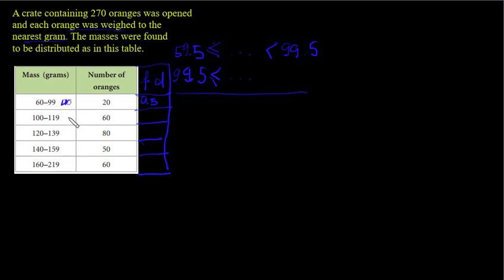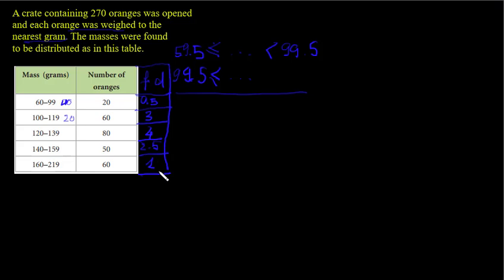In here, the class width is 20. So the frequency density is equal to 60 divided by 20, which is 3. In the same way, we have 4 for this one, 2.5 for this one, and here we have 1 for this one.